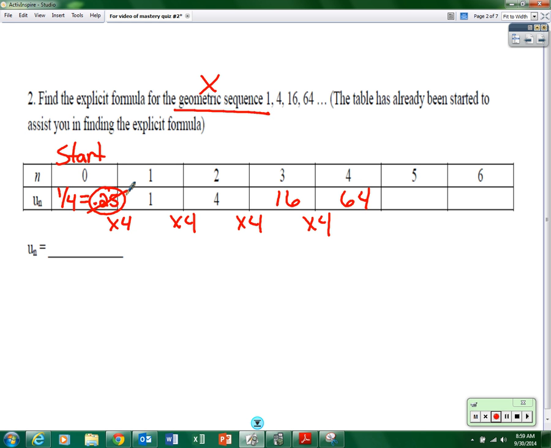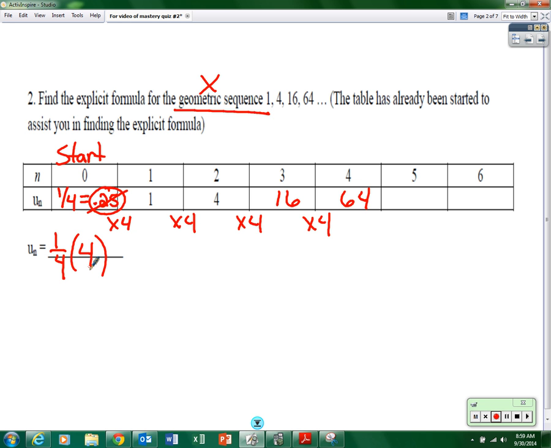So, just like with the arithmetic, we have U sub n equals. Okay, then we begin with our initial amount, our starting value. In this case, it's 1/4. Then, what is our pattern? Our pattern is 4. So, because it's geometric, times 4.